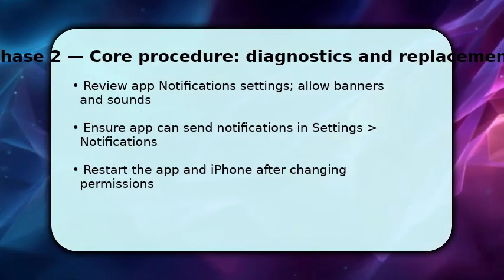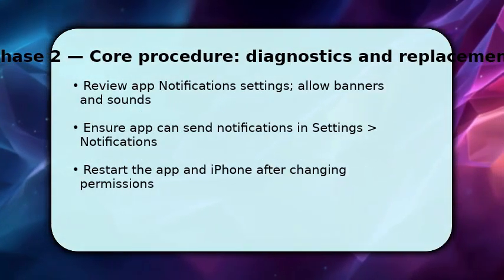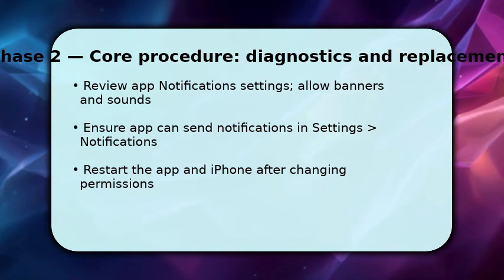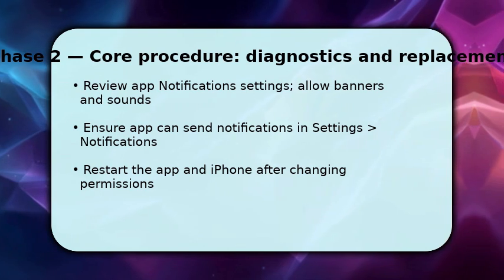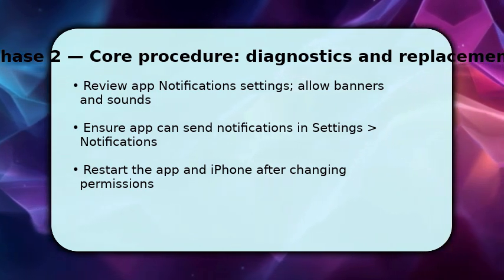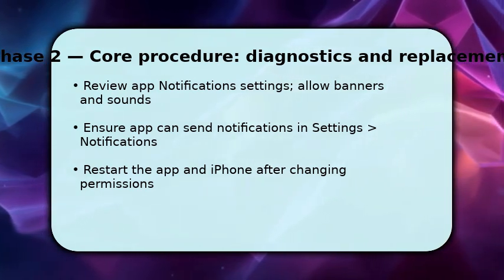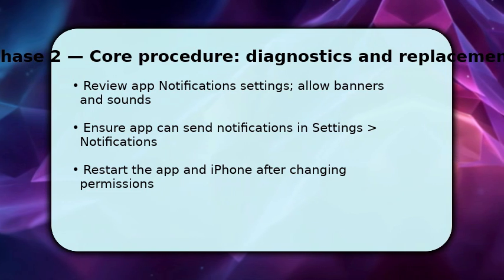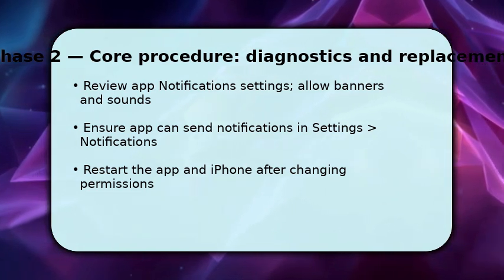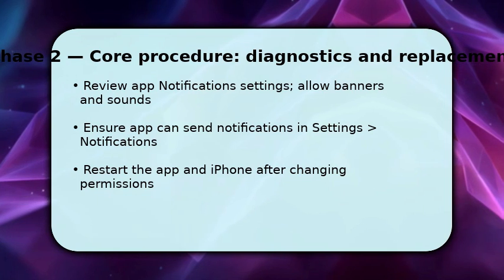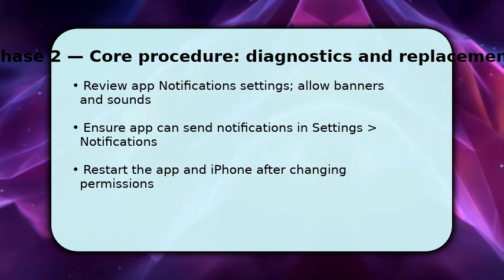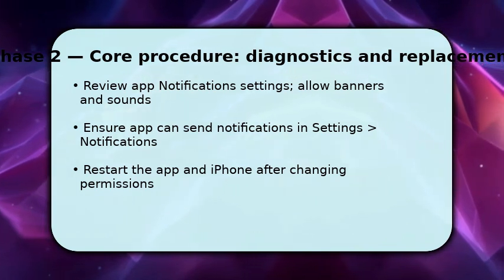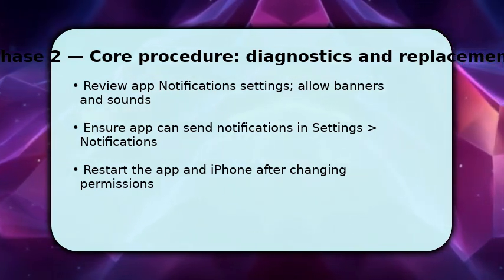So now verify the specific apps. Open Settings Notifications and pick the app you expect to flash. Make sure alerts, sounds, and badges are enabled, because if an app is fully silenced, the LED may not trigger. You also want to confirm background app refresh and app permissions are reasonable. Some system behaviors depend on app state. After adjusting, force quit the app and then restart your iPhone to clear any temporary glitches. This refresh often restores the flash function.